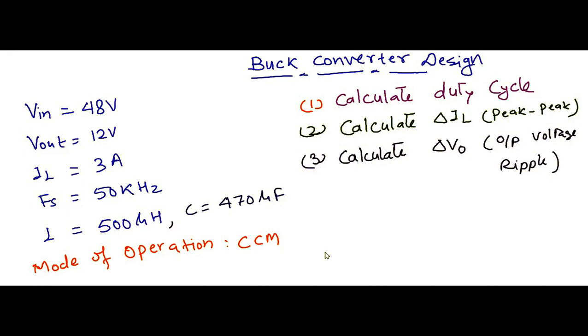So today we are going to design the buck converter for a given requirement. Let us say the input is 48 volt, the output is 12 volt, and the load current requirement is 3 ampere. Let us say the switching frequency is 50 kilohertz, the inductance value for the buck converter is 500 microhenry, and the capacitance value is 470 microfarad. The buck converter has to work in CCM, continuous conduction mode. So the mode of operation for the buck converter is CCM, that is continuous conduction mode.